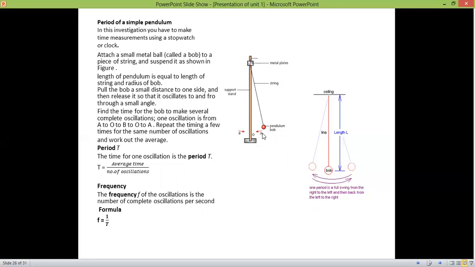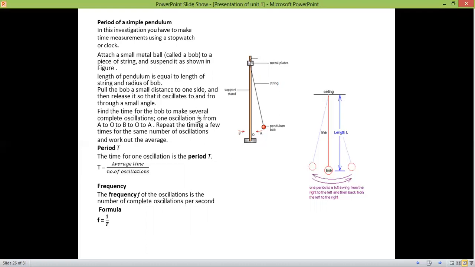When the bob moves from point A and comes back to the same point A, then it is said to complete one oscillation or one vibration. Actually, oscillation or vibration is to and fro motion. So a pendulum is said to complete one oscillation or vibration when it moves from one extreme position and returns back to the same extreme position.